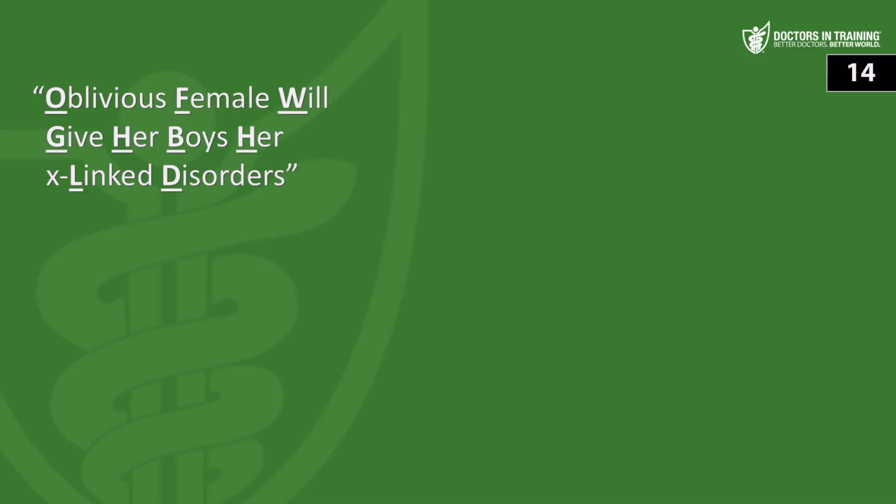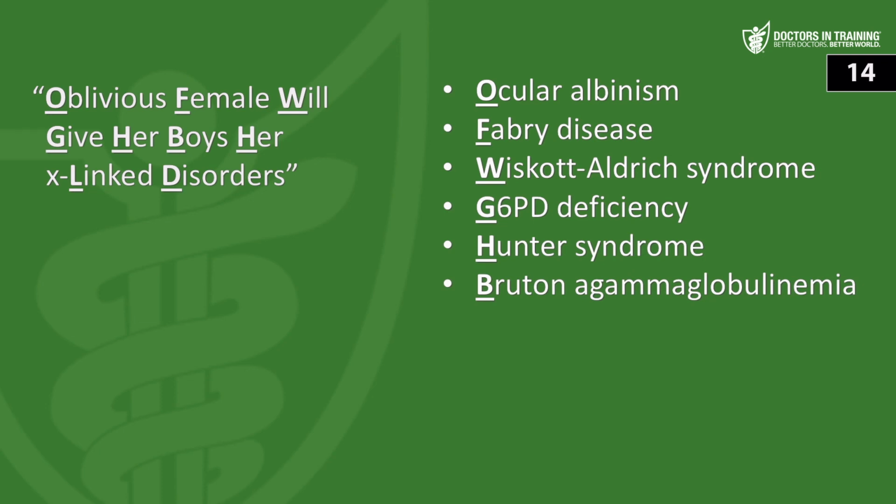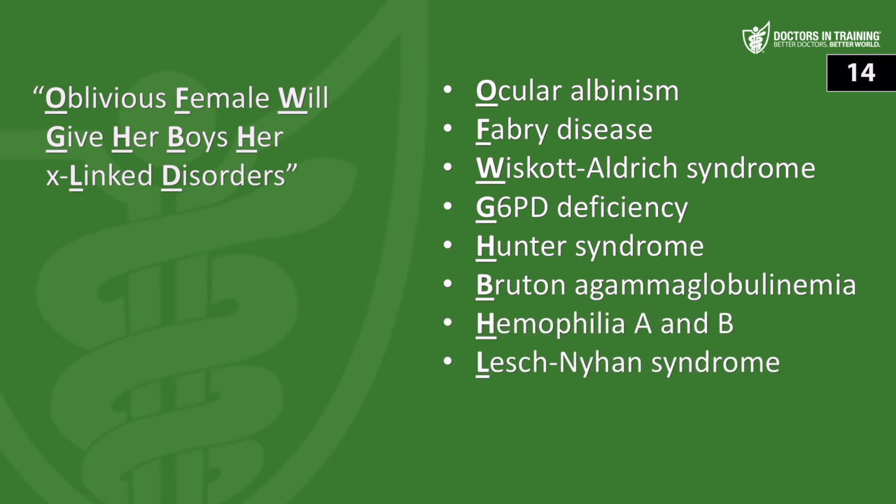For this lecture, all I want you to do is remember that these are all X-linked recessive disorders, and we have a mnemonic that we're going to use for this. It's oblivious female will give her boys her X-linked disorder. So that's for ocular albinism, Fabry disease, Wiskott-Aldrich, G6PD deficiency, Hunter syndrome, Bruton agammaglobulinemia, hemophilia A and B, Lesch-Nyhan syndrome, and Duchenne muscular dystrophy. So you can kind of pull that all together with the mnemonic there.